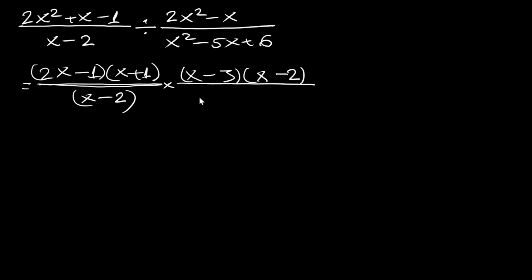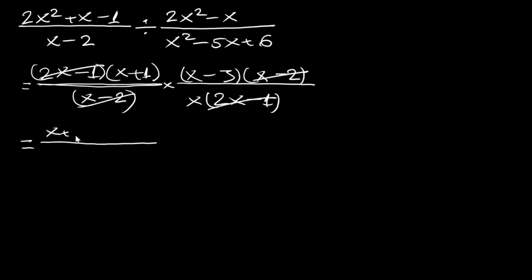And in the denominator, we have this thing, and the highest common factor of this algebraic expression is x. And we write it down here, and we write down 2x minus 1 in brackets. And now let's see what happens. We have x minus 2 here and here. We have 2x minus 1 here and here. Yeah, and that's it. And thus we obtain the following. x plus 1 times x minus 3 over x. And that's it.